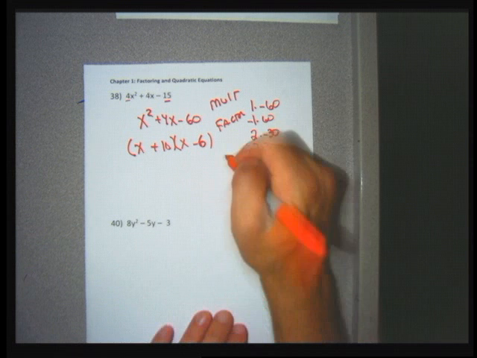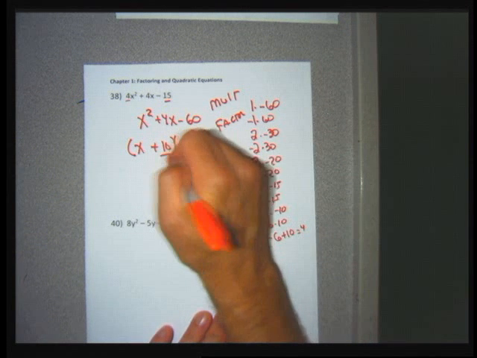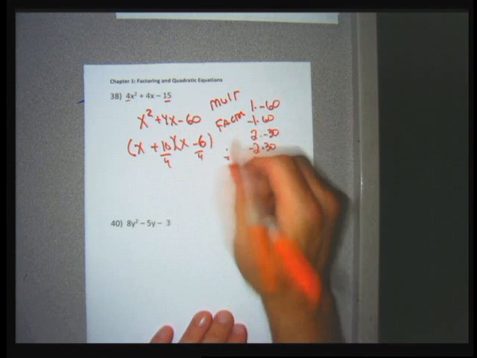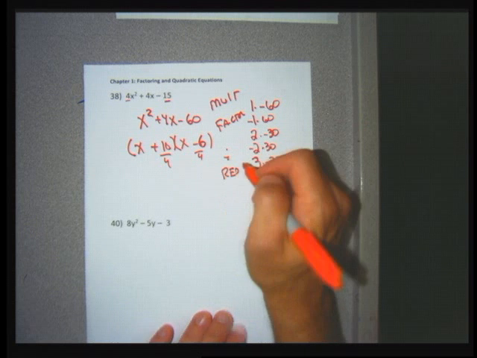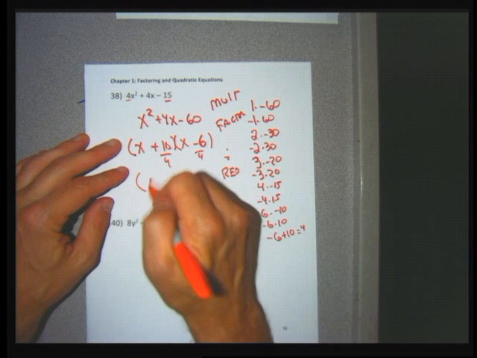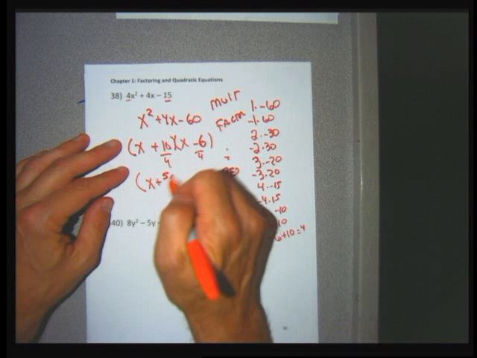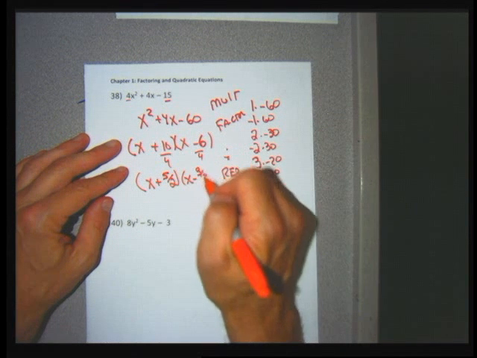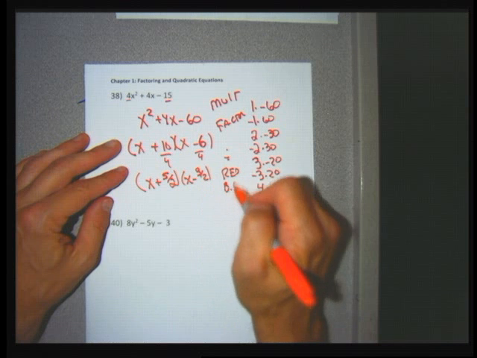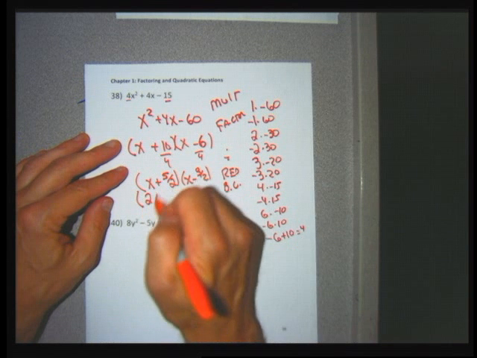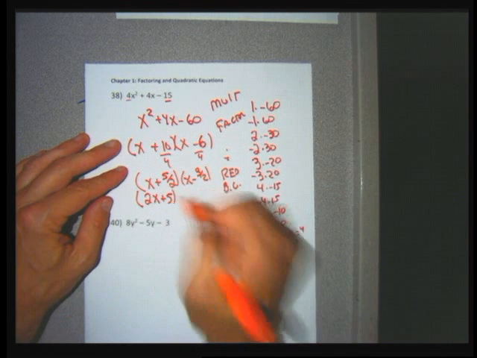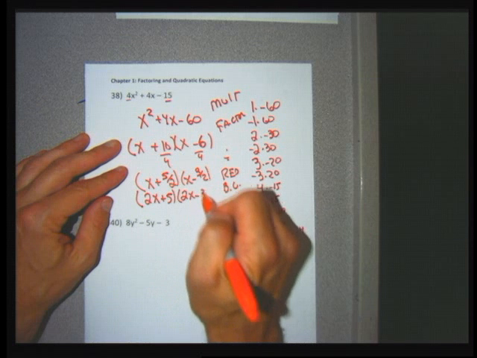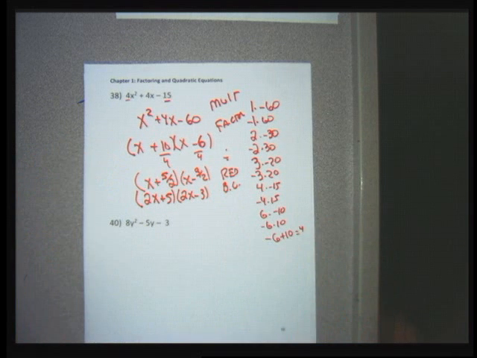Now I'm going to divide. I started off multiplying by 4. I'm going to divide by 4. And I'm going to reduce now. First fraction reduces to 5 over 2. Second fraction reduces to 3 over 2. And now I'm going to bottoms up, and I'll have my answer. So it's going to be 2x plus 5 times 2x minus 3. That works.